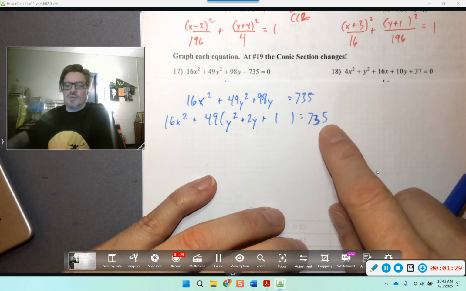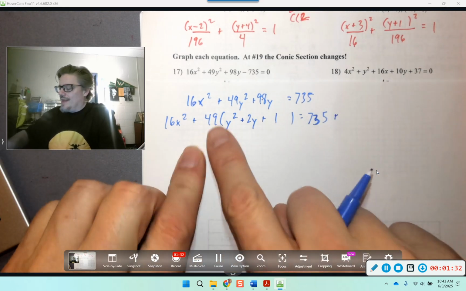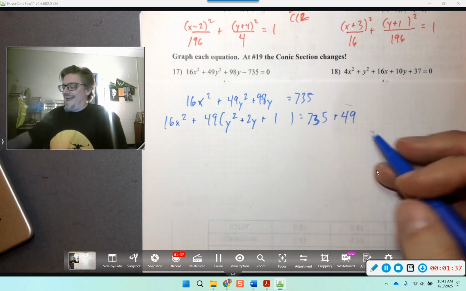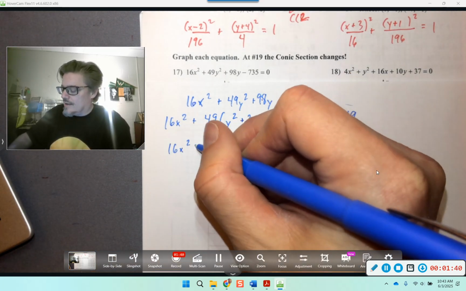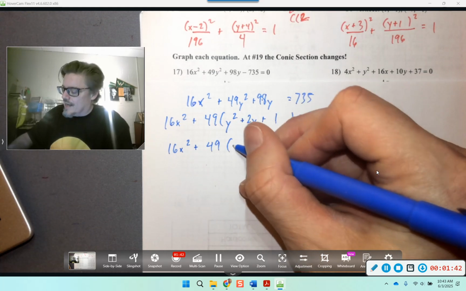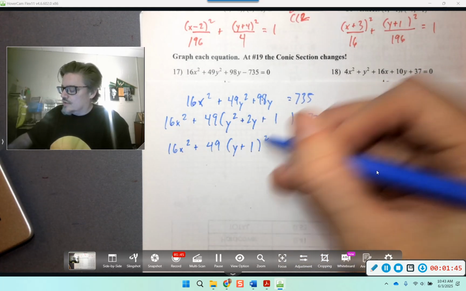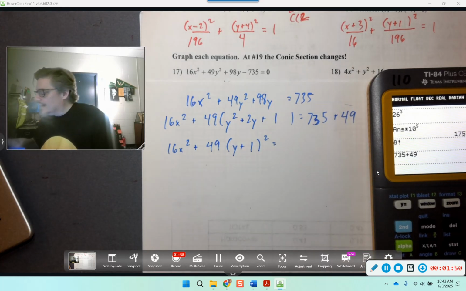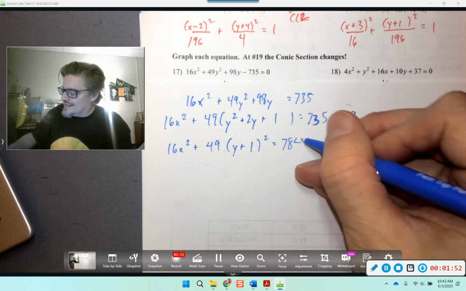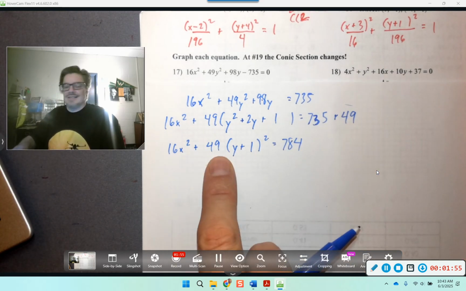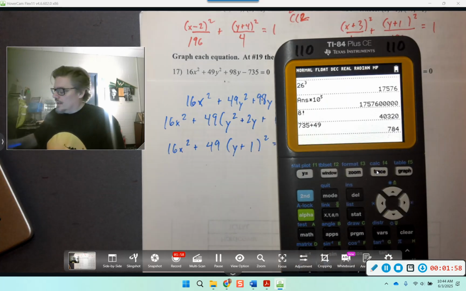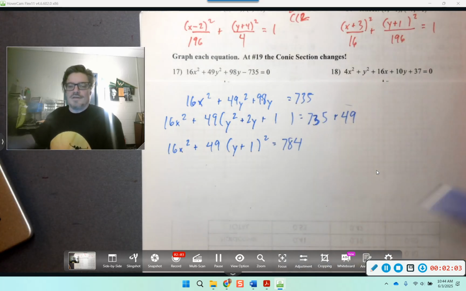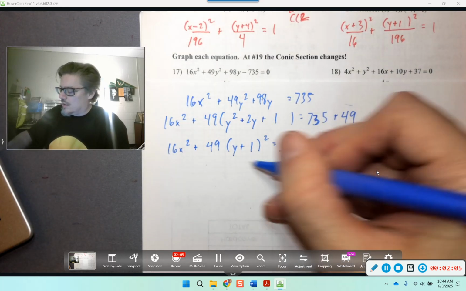Now we're not going to put plus 1 over here. Make sure that you remember that it's actually 49 that we're putting over to the other side because of those parentheses. So we'll add those together in just a second. These always work out pretty nicely. This is going to be plus 1 squared, and then we're going to figure out what 735 plus 49 is, and it's going to be 784. My guess is that 16 times 49 is 784. Let's see, 784 divided by 16 is 49. Okay, so we're going to divide everything by 784.